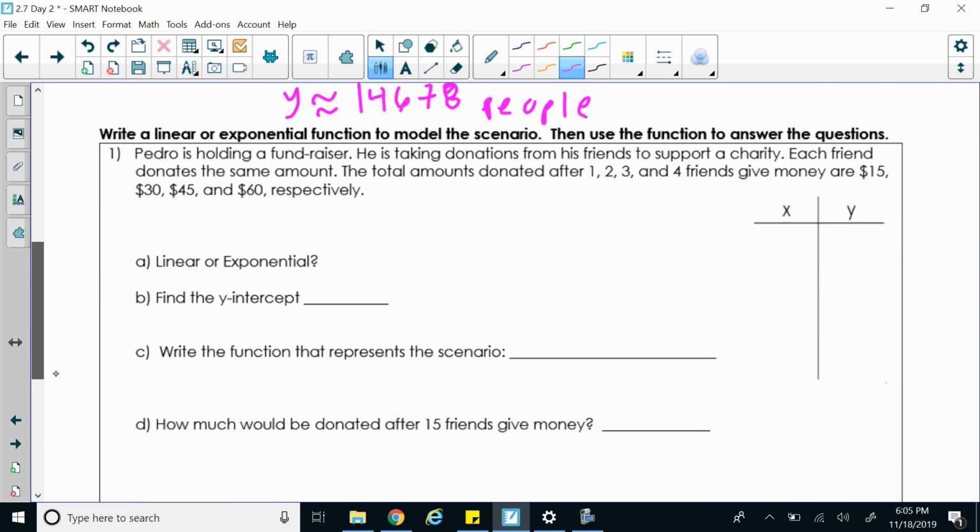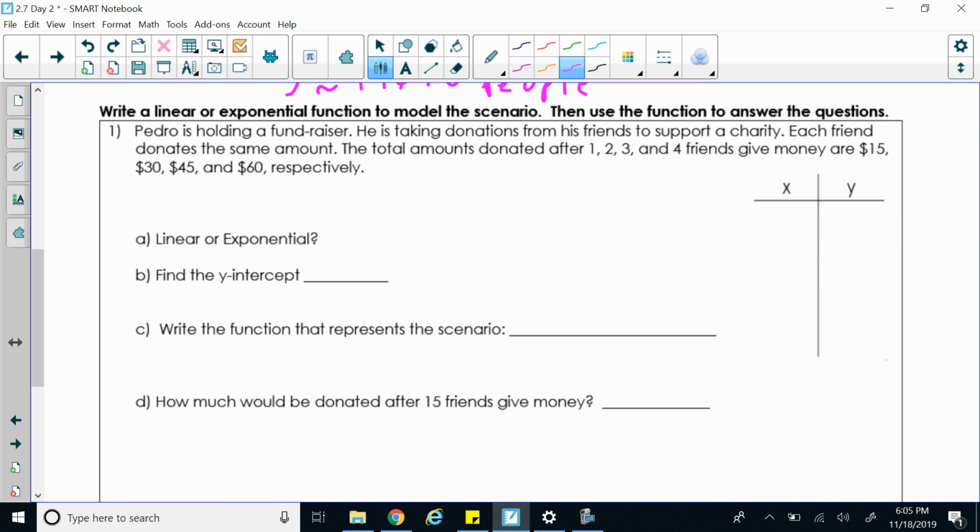If you got that, today's lesson should be relatively easy. We just have to be able to identify the rate of change, or the multiplier that we're going up or down by. So we're going to write linear and exponential functions and then use the equation to answer the question.